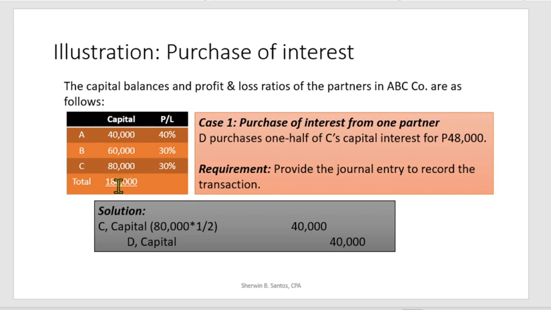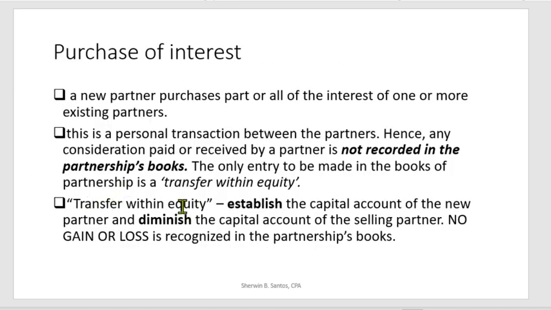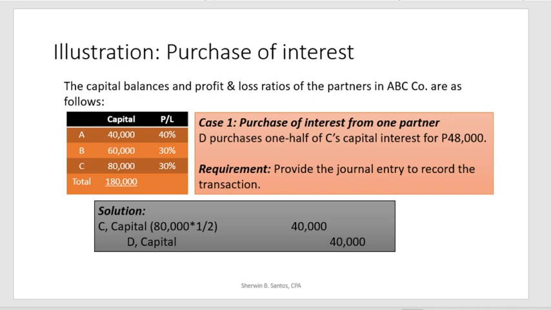Ano ba ang capital interest ni C? 80,000. So 40,000 yung binili niya for 48,000. So kung titingnan mo, merong gain, personal gain kay C iyon. Dahil 40,000 lang naman ang one half ng kanyang capital interest pero binili ni D ng 48,000. So, based on our previous discussion, only the items with the transfer within equity, you establish the capital account and then you diminish the capital account, no gain or loss is recognized in the partnership books. So, yung gain ay personal on the part of the selling partner. In this case, ni C.